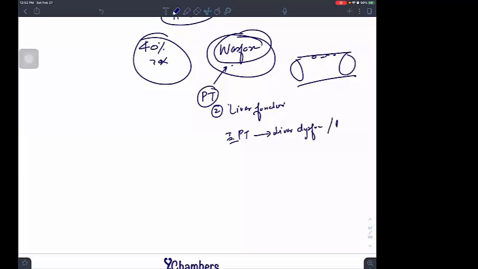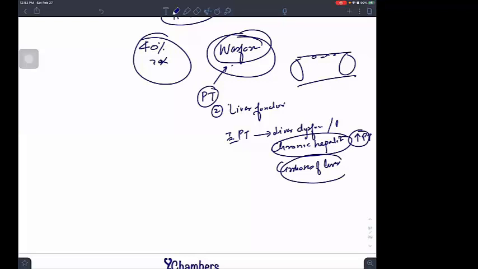For example, if someone is having hepatitis, a chronic hepatitis patient will show me an increased PT, isn't it? I will have an increased prothrombin time because my liver is dysfunctional. My liver is having dysfunction, so I will have an increased PT. Okay, or if I have a cirrhosis of liver, I will have an increased PT.